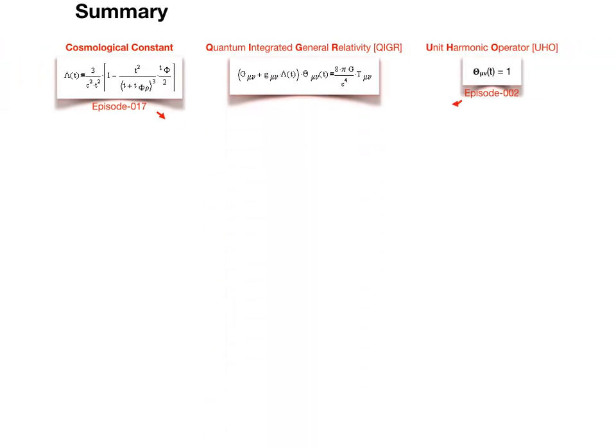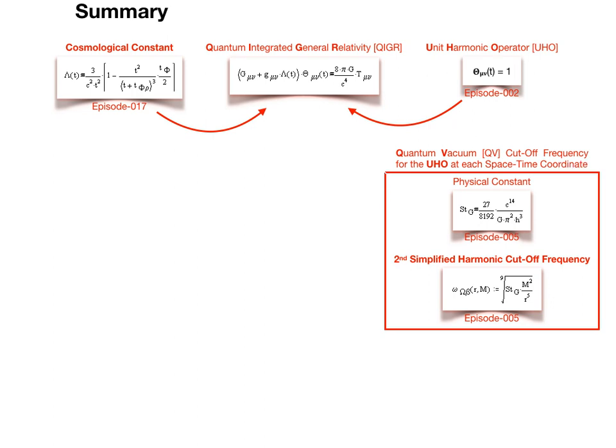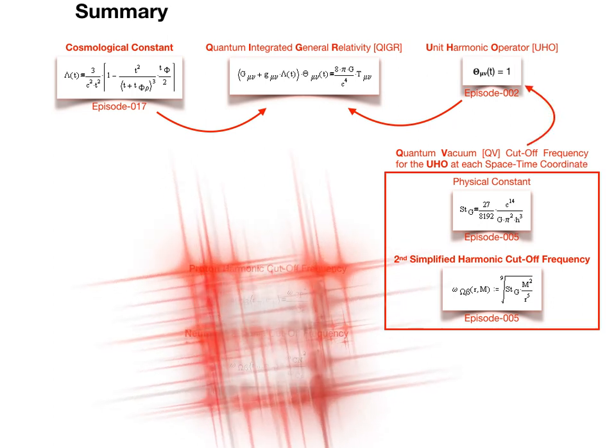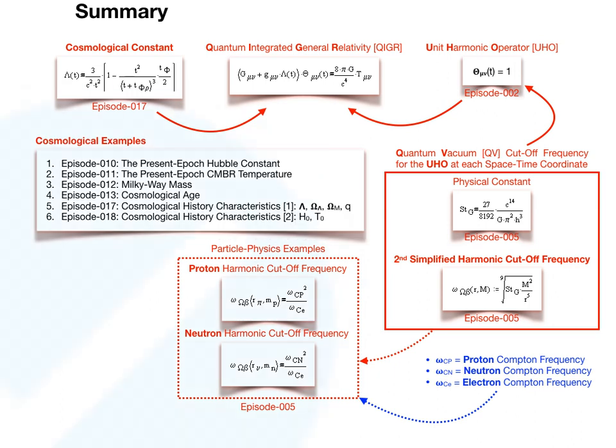On our journey through this episode, we have seen how it's possible to integrate quantum mechanics with general relativity, by including two modifications. The first modification is simply the cosmological constant expressed in the cosmological time domain. This is not a quantum mechanics-related modification, it is purely cosmological. However, our introduction of the unit harmonic operator relates the standard form of general relativity directly with quantum mechanics, that is, specifically with the quantum vacuum.